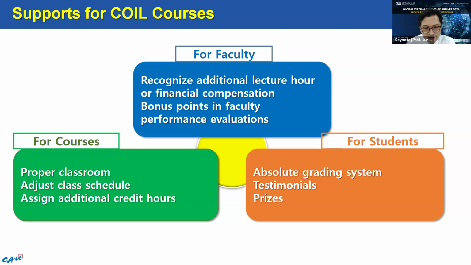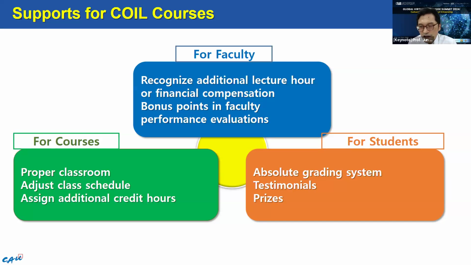And the second thing is the class schedule. As I told you, sometimes we need synchronous programs, and then we have to adjust to each other between different time zones. So the university should give priority to the core courses when assigning the class times.